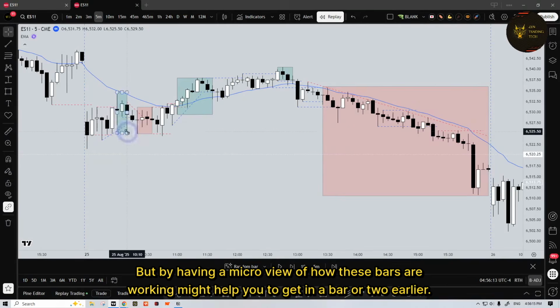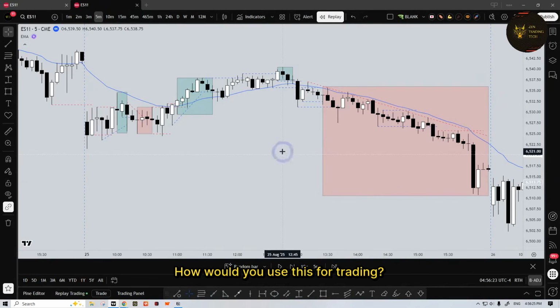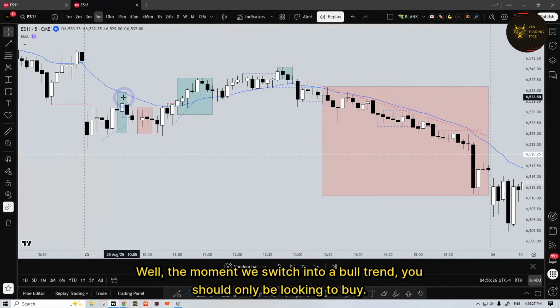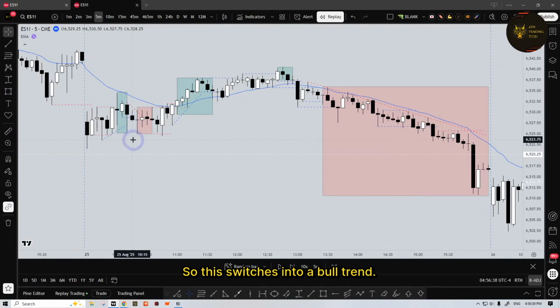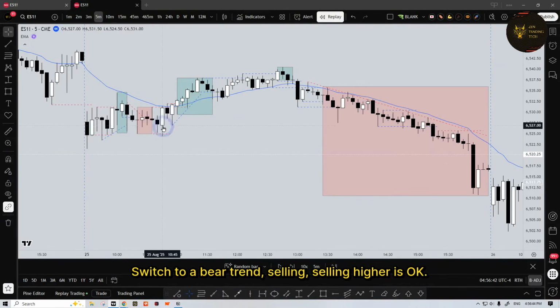But by having a micro view of how these bars are working might help you to get in a bar or two earlier. How would you use this for trading? Well, the moment we switch into a bull trend, you should only be looking to buy. The moment we switch into a bear trend, you should only be looking to sell. So this switches into a bull trend, buying and buying lower was okay. Switch to a bear trend, selling higher is okay.